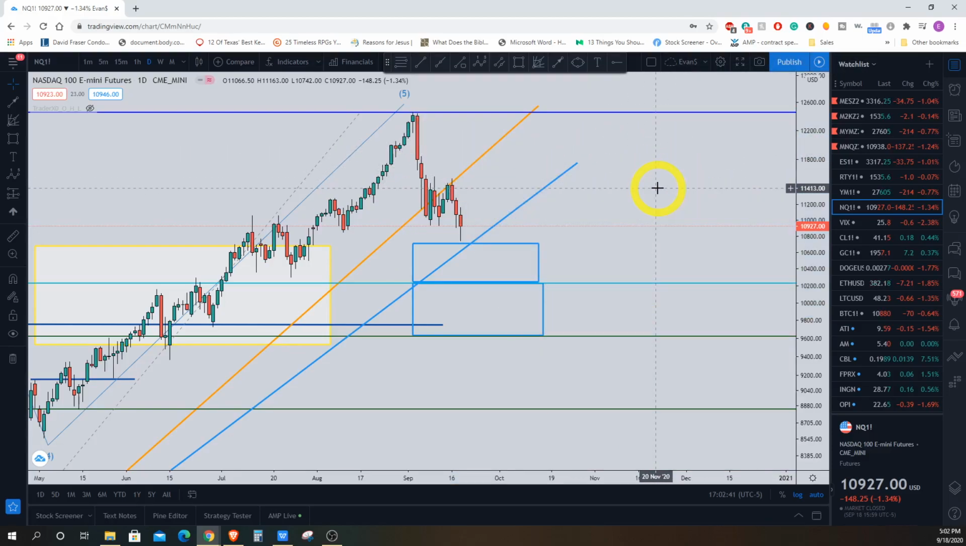So starting off next week, looking for another move lower, but then eventually there could be some setups moving it back into the upside.